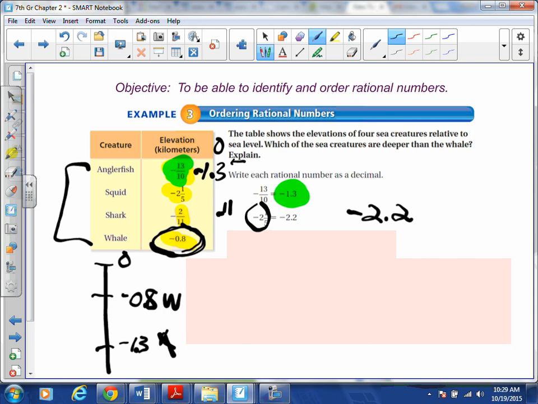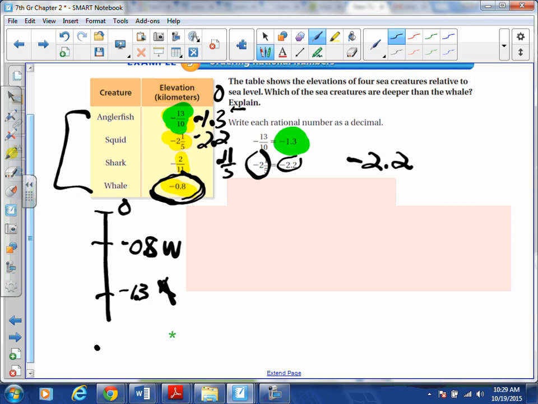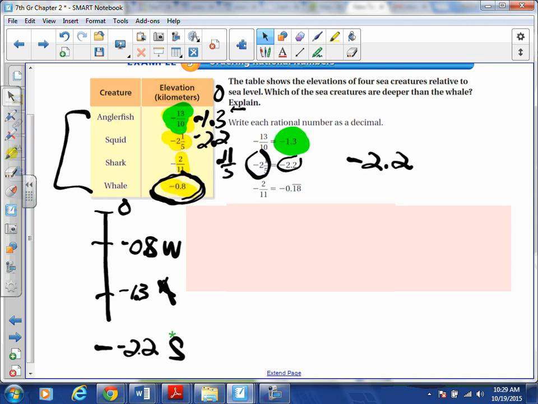Negative 2 1/5. We could do this one of two ways. I would say, okay, I owe 2 whole dollars. Then I take 1 divided by 5 to find my decimal. Or you could turn this into an improper fraction and get negative 11/5. Negative 11 divided by 5 also gives you negative 2.2. So the squid is 2.2 kilometers below sea level. That's really far below sea level, definitely much deeper than the whale.